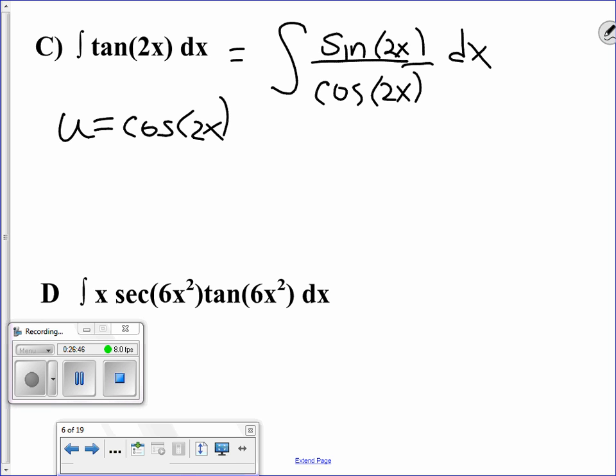Break what up? That would be secant. All right, that would be something else we don't have an integration formula for. No, this is going in a good direction, because when you get du, what do you get? Negative sine of 2x times 2.